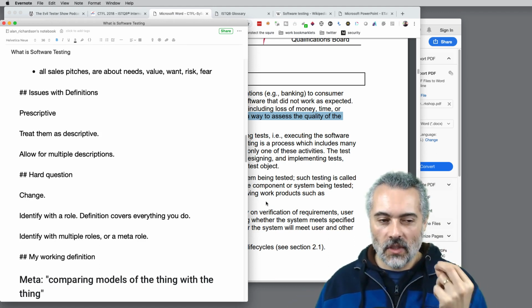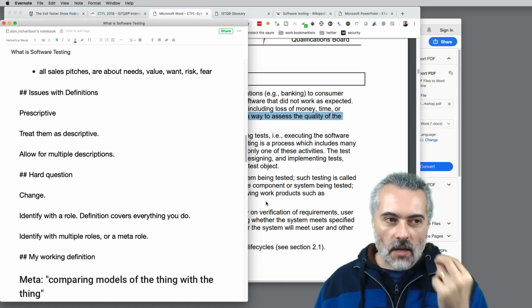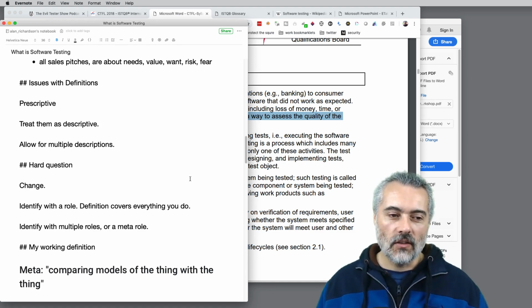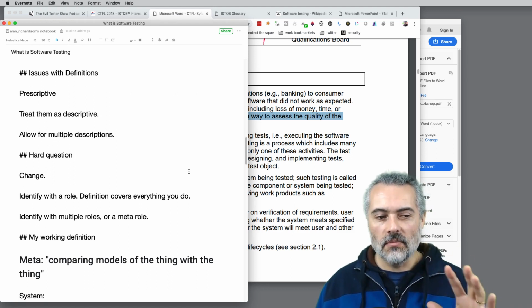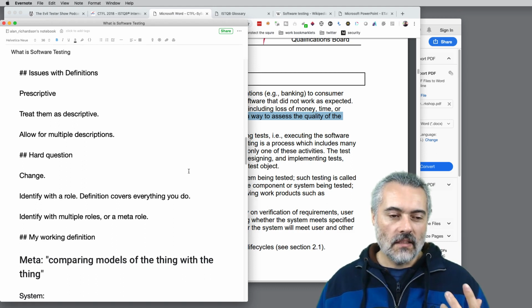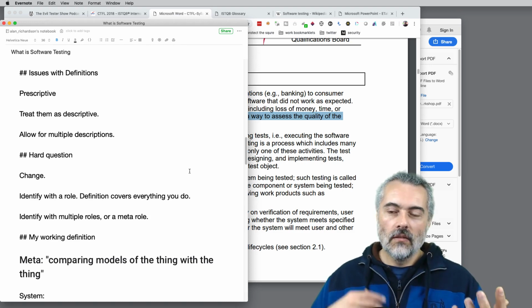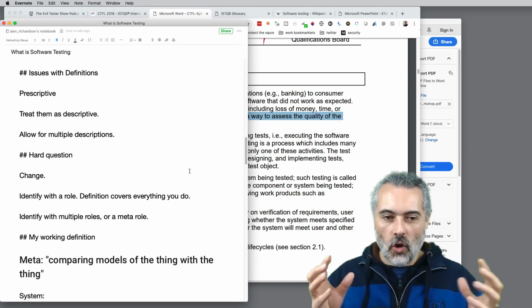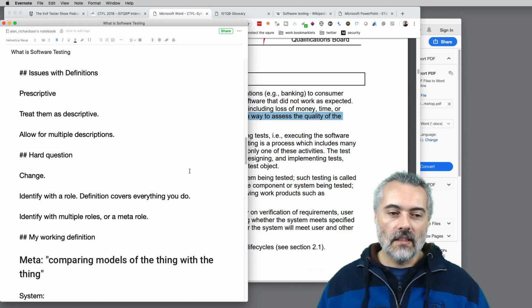But if you're vested within a particular role, coming up with a definition can be hard, because you want it to encompass everything you do. So having looked at other people's definitions, my working meta model for software testing, in fact for any testing, is comparing models of the thing with the thing. That's nice and simple, but I think it encompasses a lot of what I end up doing.